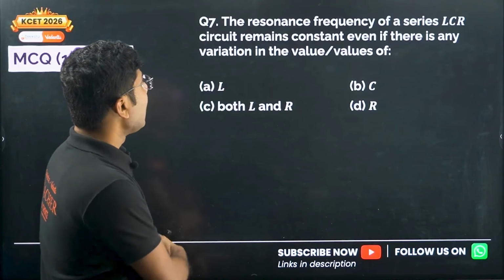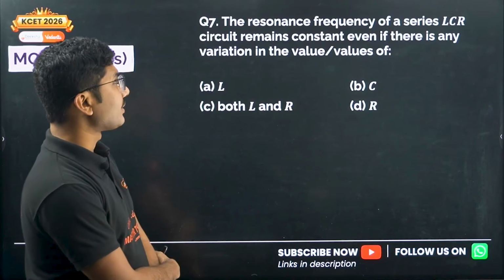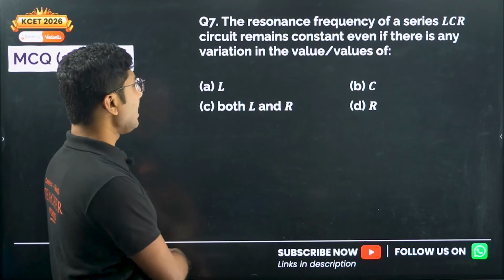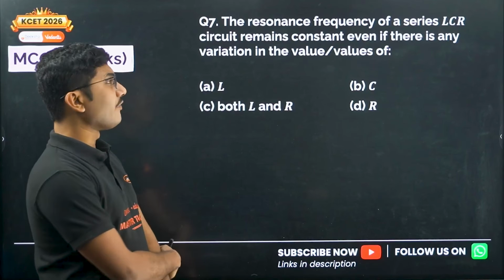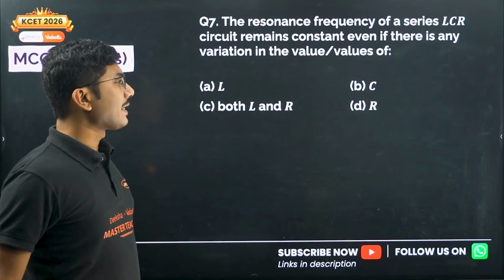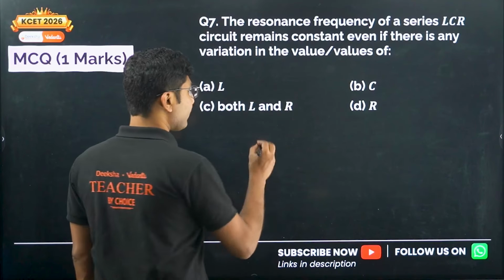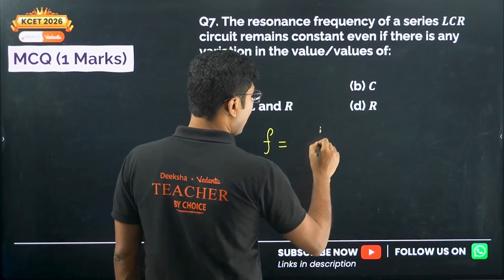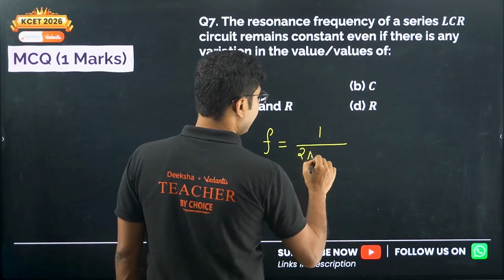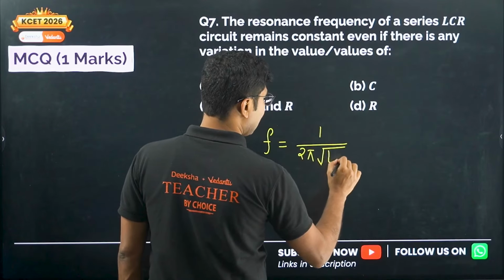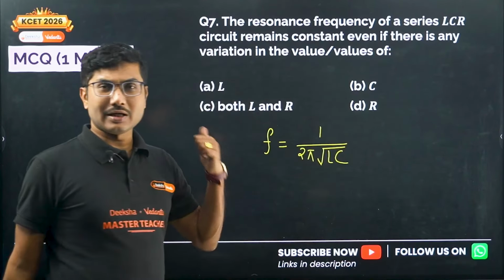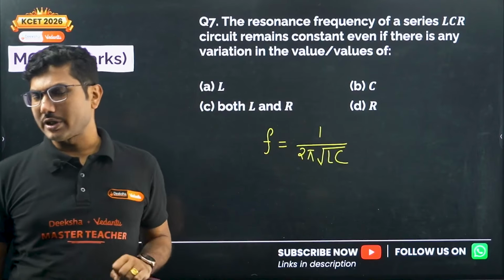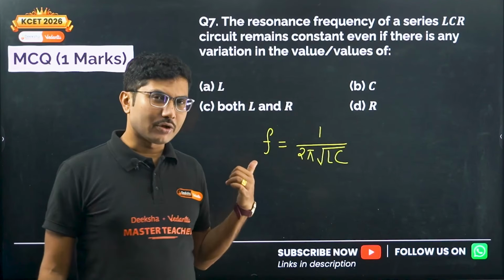Now next, the resonance frequency of a series LCR circuit remains constant even if there is any variation in the values of... So what is the resonance frequency? The resonance frequency of an LCR circuit is given by 1 by 2 pi square root of LC. I have discussed this in detail in the Brahmastra series of the alternating current chapter. So if you have not watched that chapter, definitely you can go and check that out.